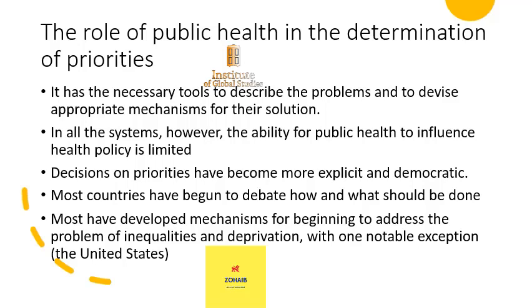Decisions on priorities have become more explicit and democratic. So in a country's or nation state's setting, the priorities can be set by following the examples and footprints of other countries, the modern world and the democratic world, the first world citizens, which have the basic health facilities, which has the importance, which has access to the basic health facilities.